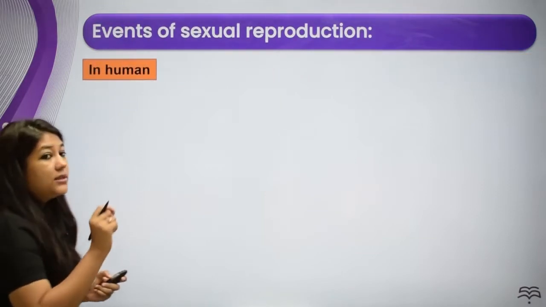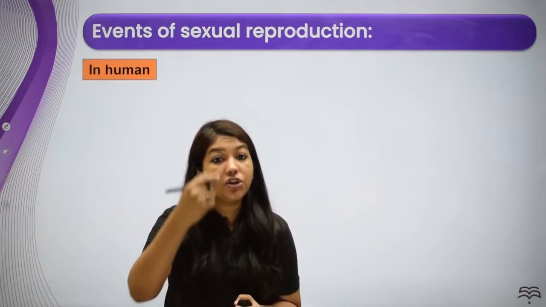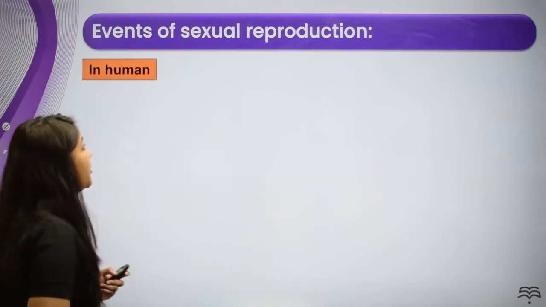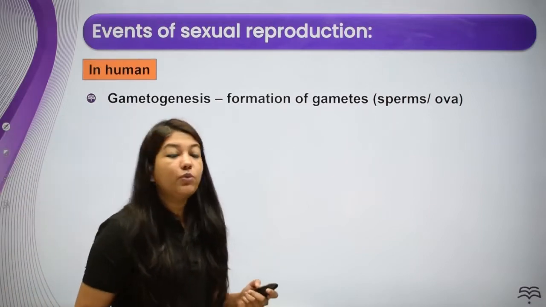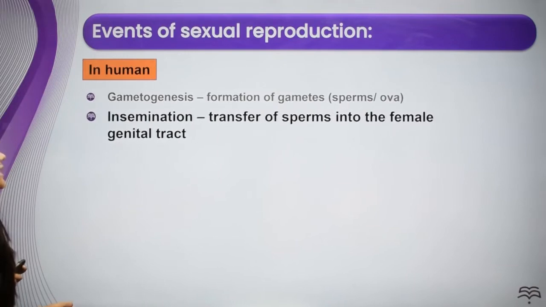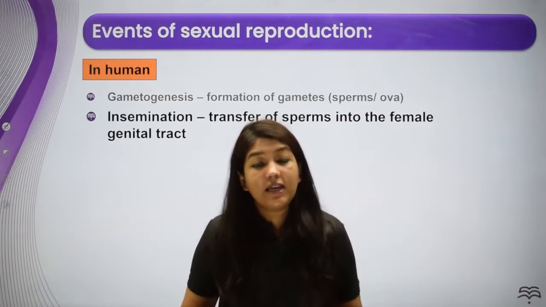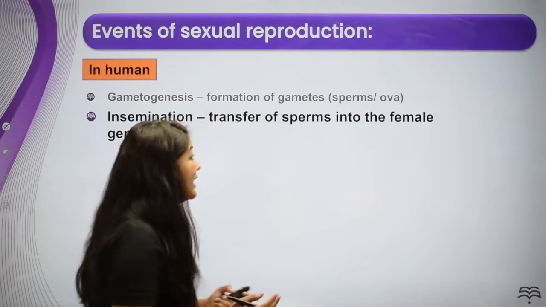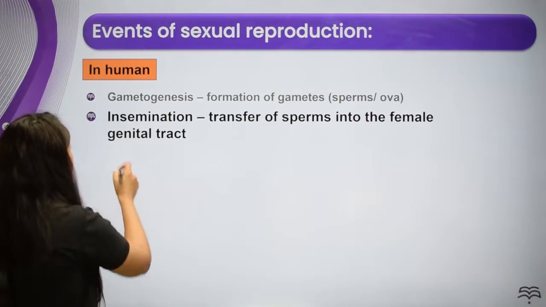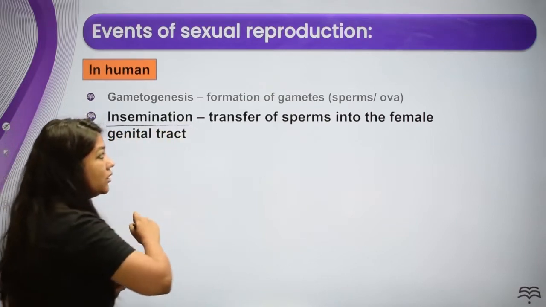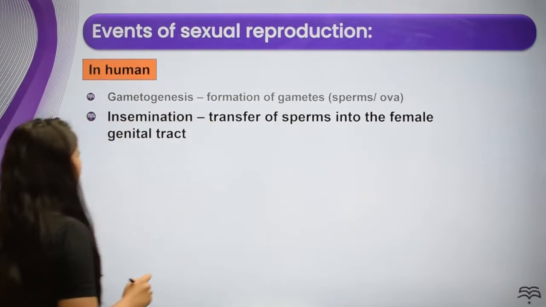Next. Now, this is a very important part directly given in NCERT. What are the events of sexual reproduction? The sequence of the events of sexual reproduction in humans. First, gametogenesis, formation of gametes, right? We've already seen what gametogenesis is. Second is insemination. Now see, the gamete formation has happened, right? Male gamete has formed, female gamete has formed. Now the male gamete has to be transferred into the female genital tract. So how is it done? It is done by the process of insemination. All right, what is insemination? Transfer of sperms into the female genital tract.